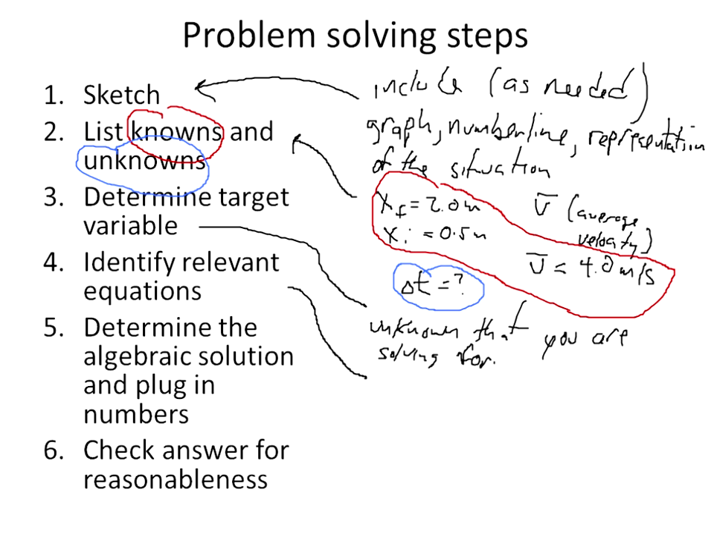Identify relevant equations. So it looks like there's an equation. We'll talk about this a little bit on the next slide. This equation is a nice one in this case because it has our two knowns. Delta x is really x final minus x initial. So even though I didn't write delta x up here, that still is a known. And then our unknown is delta t.